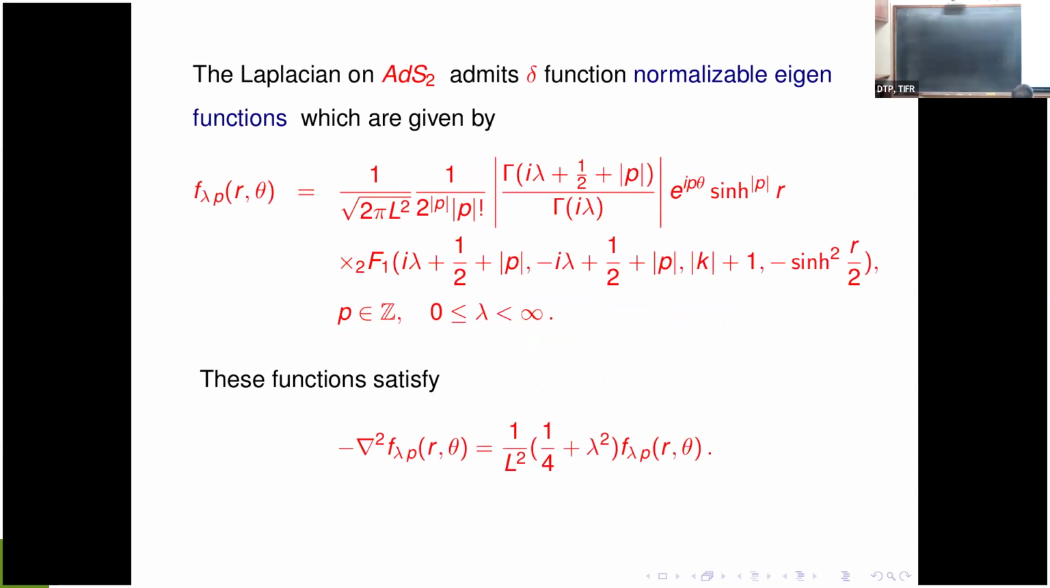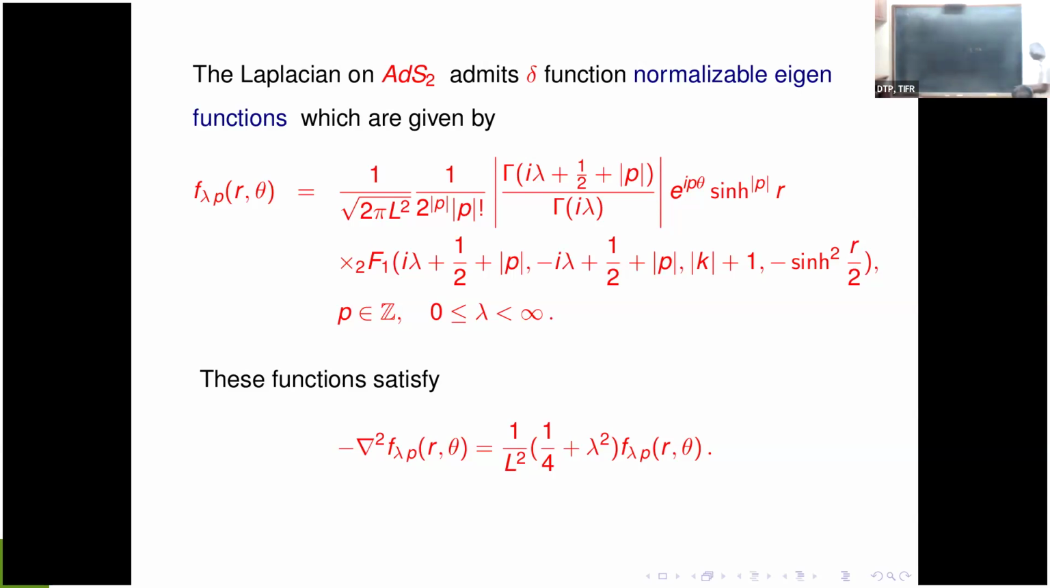So AdS2 admits, and here also this normalizability is important, the fact that these wave functions are normalizable at r going to infinity. And these are the wave functions. They are in terms of some hypergeometric functions. And if you take r going to infinity, they go like e to the power of minus r by 2 plus or minus i lambda. That's the spectrum parameter. So they go like that.